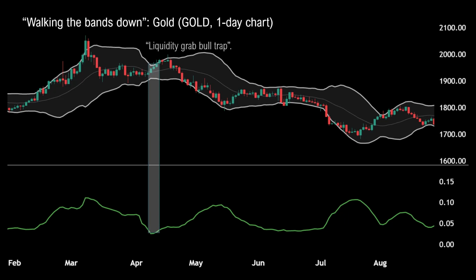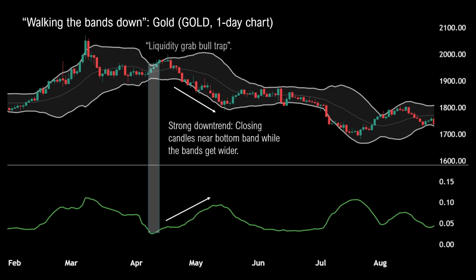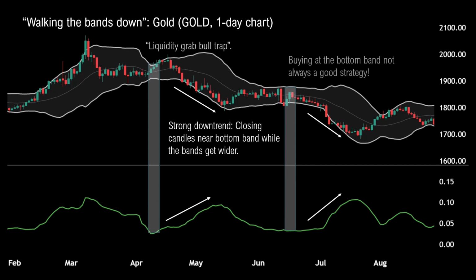The price then moves to the bottom band and starts to close candles near the band while volatility is expanding and the bands are getting wider. A similar thing happened a few months later. There was a band squeeze, then volatility expansion, and continuation with the downtrend. So I hope this makes it clear why buying at the bottom band is not always a good idea.